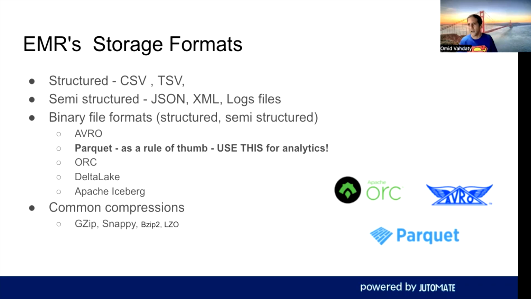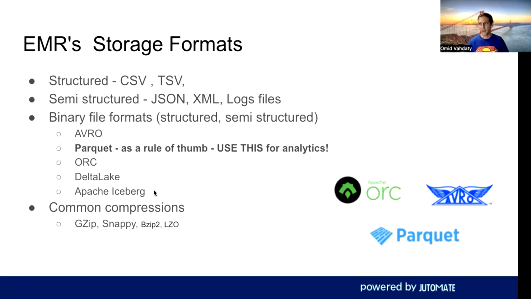This means if, for example, you know a structured storage format like CSV, comma separated values, or TSV, which is tab separated values, it's a simple text file. You also know semi-structured storage formats like JSON, XML, and log files. Also, again, text files. But some people don't know that there are binary formats, which could be structured or semi-structured, for example, Avro, Parquet, ORC, Delta Lake, Iceberg, and so on and so forth.